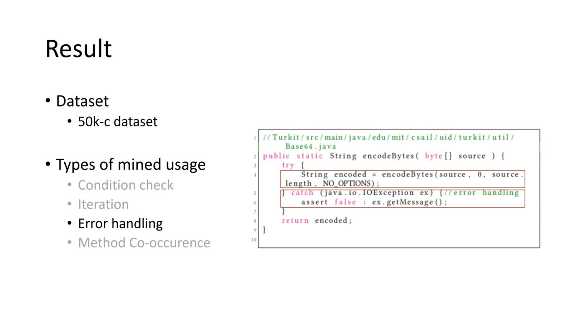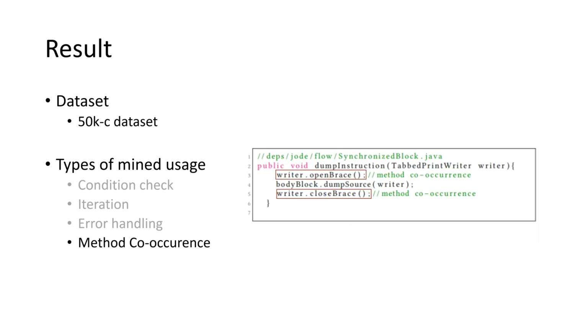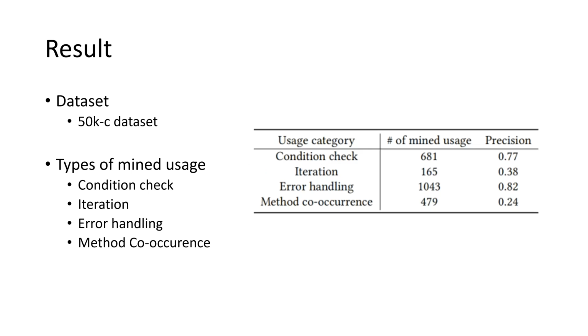Error handling refers to the routines that respond to an unexpected state of the target method. For example, if there is something wrong when executing an encode method, the program will throw an exception and collect the message of the exception. Some methods should be used together. Missing one of them will lead to a memory leak or visiting an invalid resource. For example, methods open brace and close brace should always appear together.